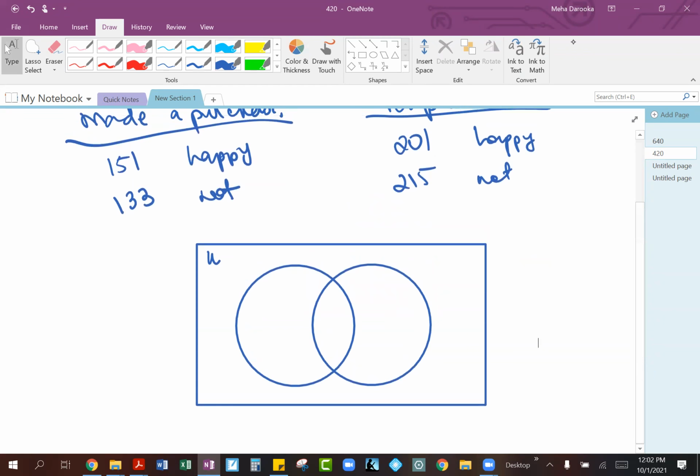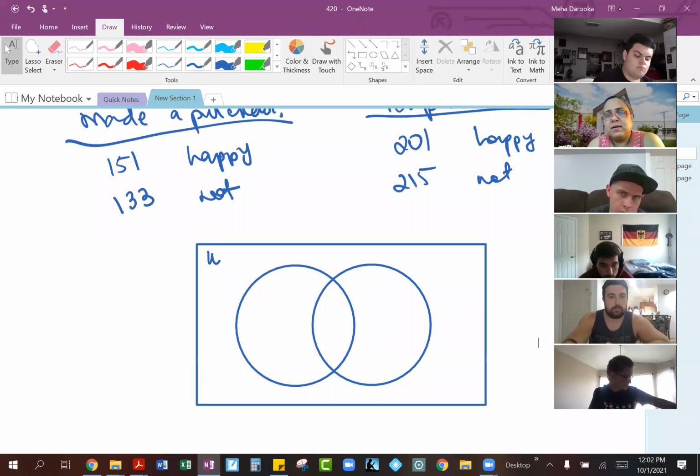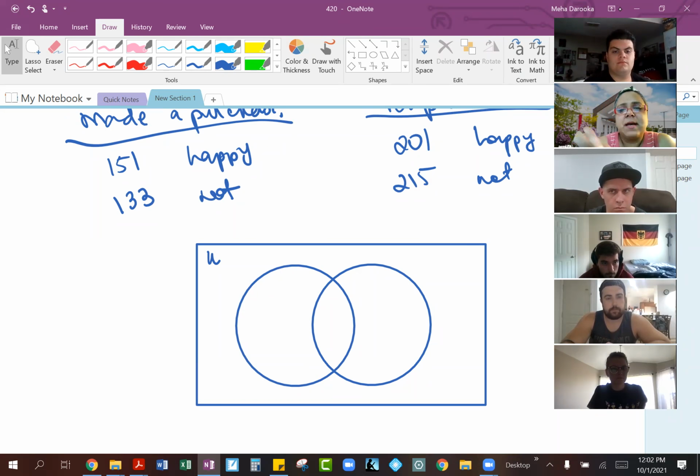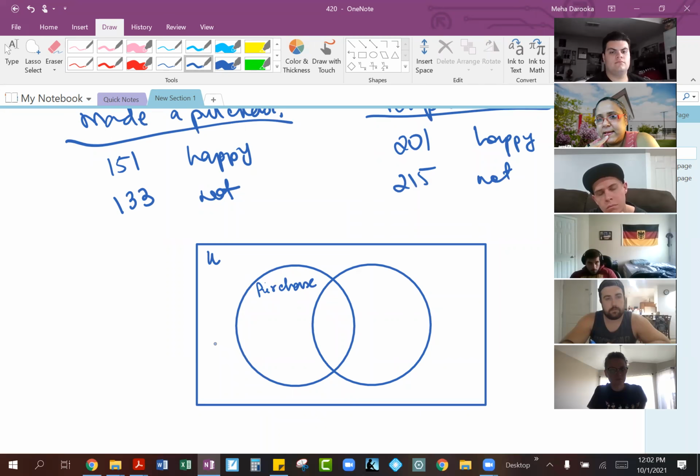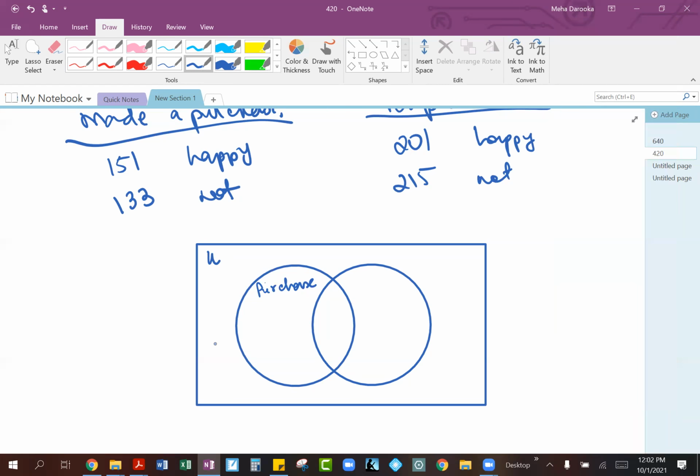What do you think each of the circles should represent? Made purchase and no purchase. Okay, so think about this. Let's say this guy is for the purchase. Wouldn't everything outside of it already become not a purchase? Right? So I guess happy and not. Yeah, very good. So that should be the two categories.